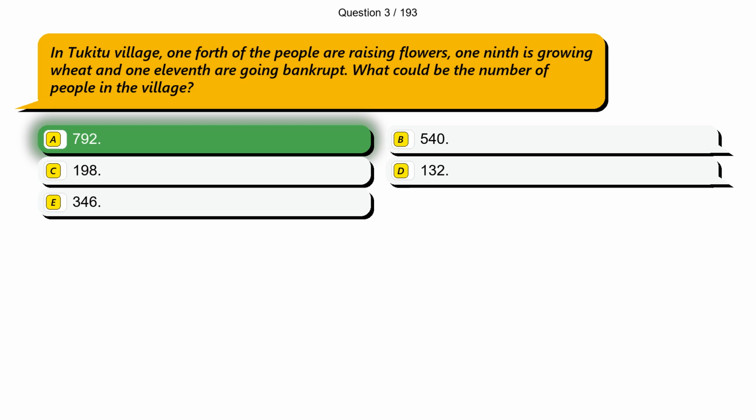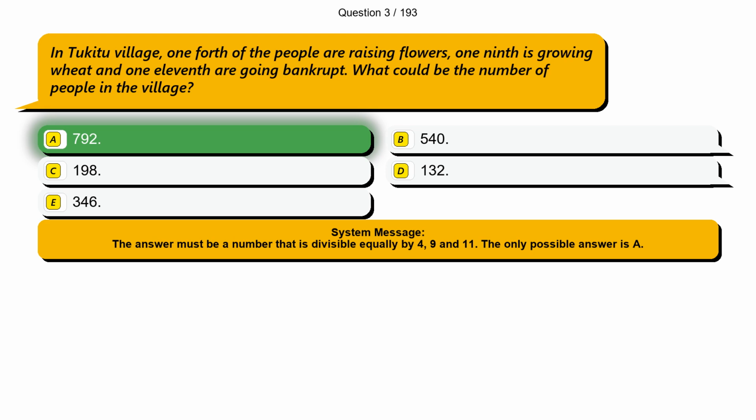The correct answer is option A, 792. The answer must be a number that is divisible equally by 4, 9 and 11. The only possible answer is A.